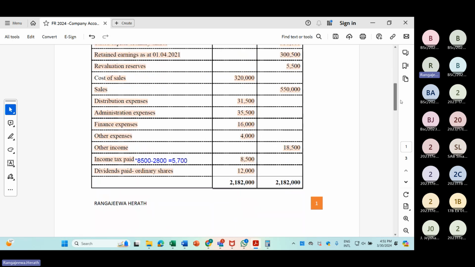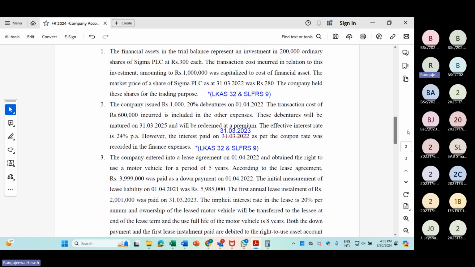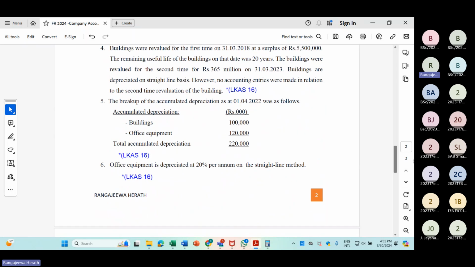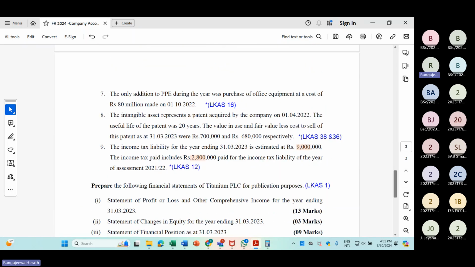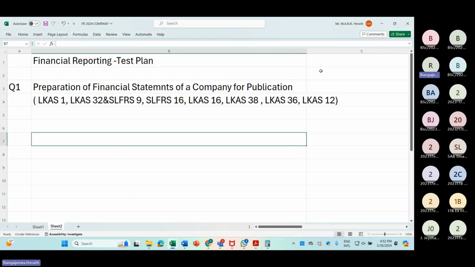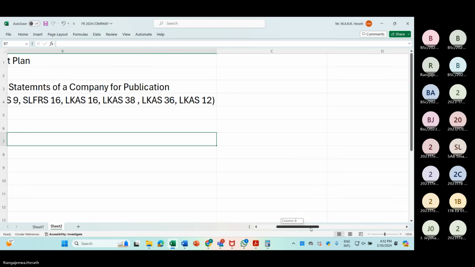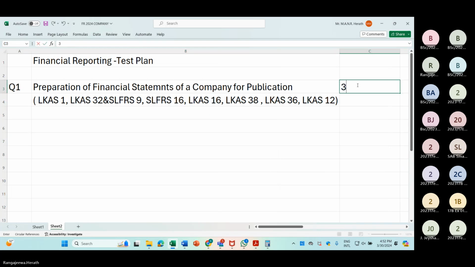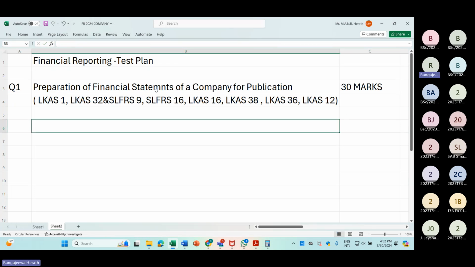So that's why I told you basically same standards. SLFRS 32, 9, SLFRS 16, LKS 16, LKS 36, 38, 12, right? Those standards will be tested. This is for 30 marks.